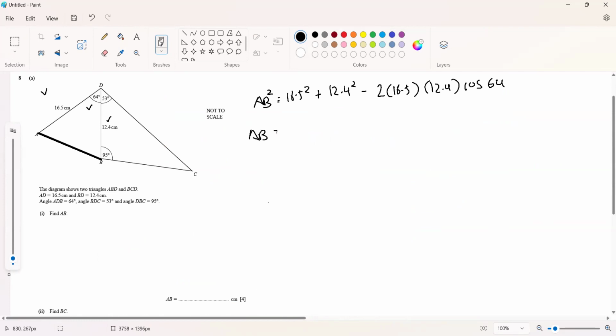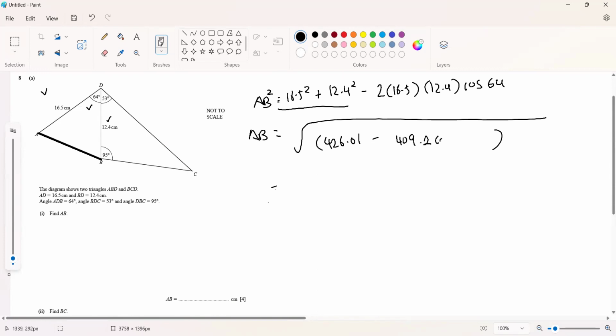And then from here, we can literally just square root whatever we wrote up there just now, and then we can count it in one stretch on your calculator. So if you want to show some level of working, you can do the intermediate calculations. You can add these two first. So that's 426.01 minus, 2 times 16.5 times 12.4 would be 409.2 cos 64. Then we square root the whole thing.